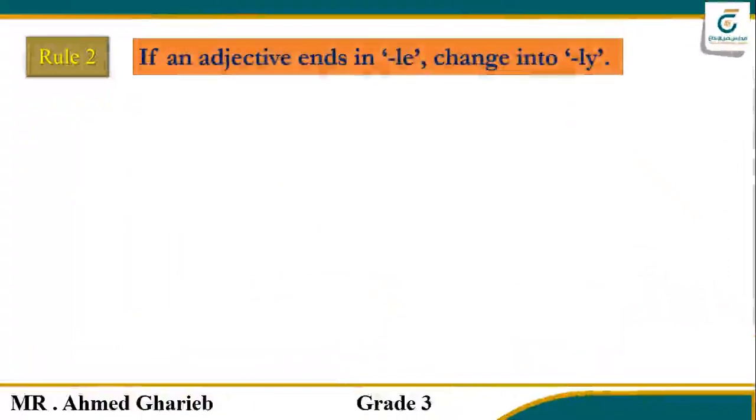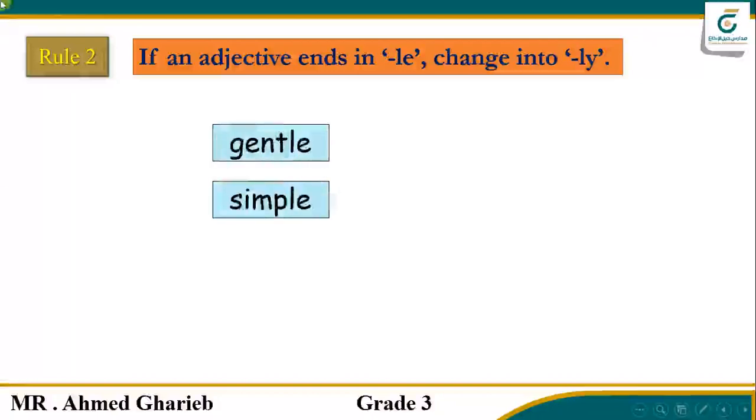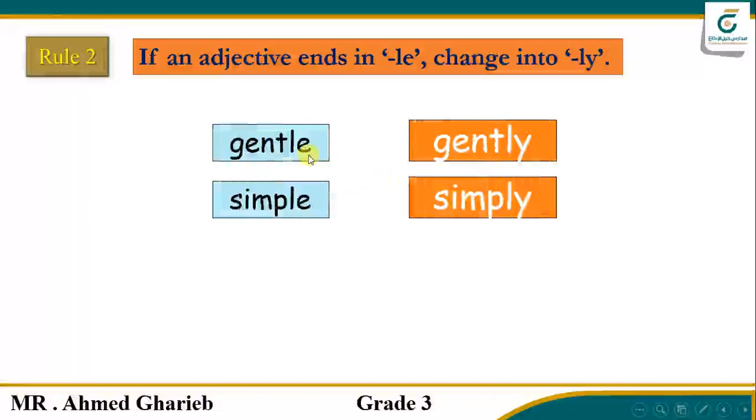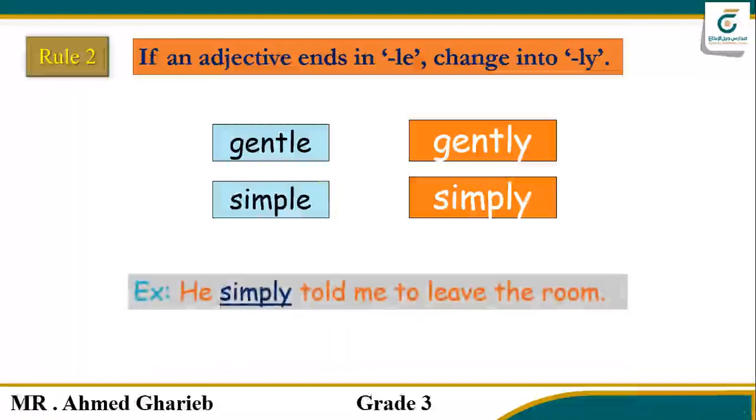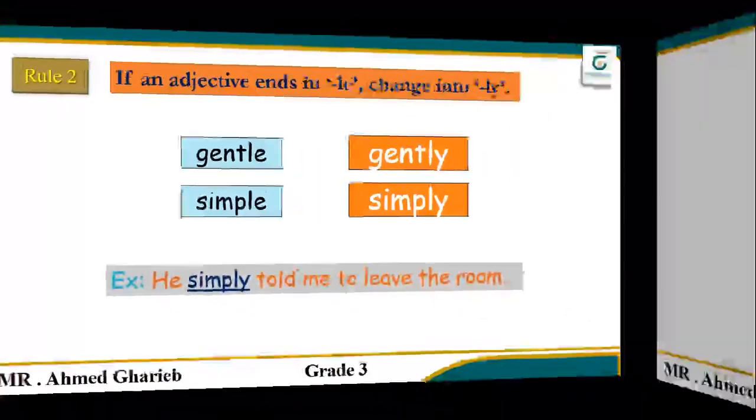Okay, let's see rule number 2. If an adjective ends in le, we change the le into ly, or you can say leave out the e and add y. Let's see examples. We have gentle and simple. Gently and simply. Leave out e, add y. So easy. Let's see an example. He simply told me to leave the room. So simply is an adverb that describes told, the verb. Okay, let's see what's next.